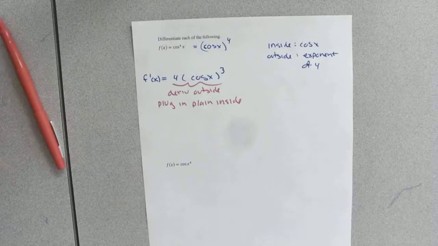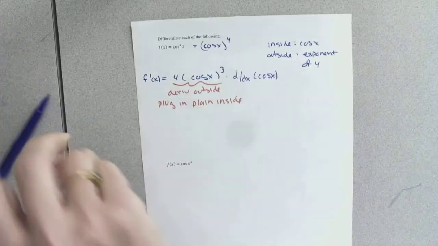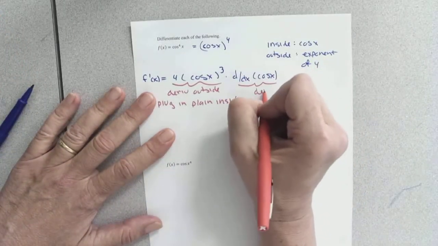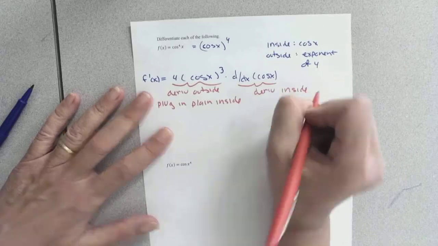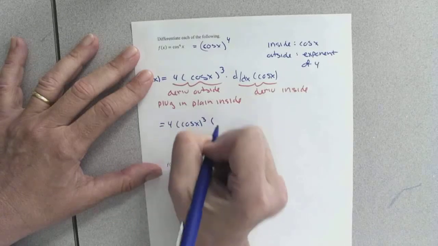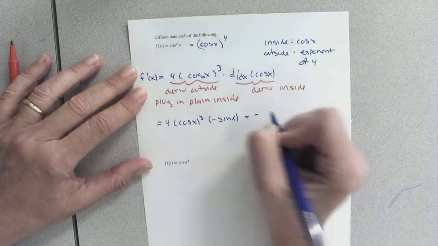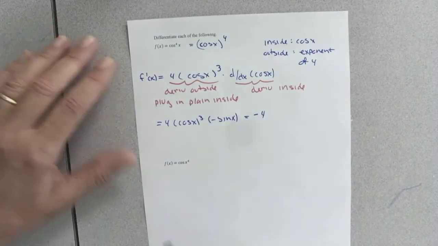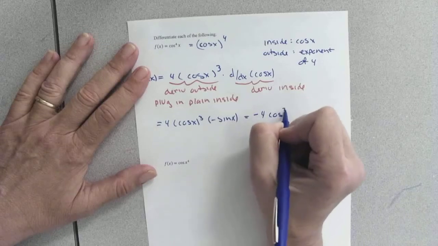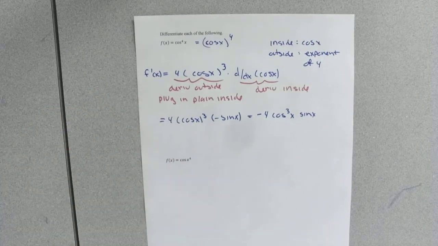Again, the most common mistake we get here is people doing the derivative there. But the time for the derivative of the cosine is on the end, the last part of the chain rule: derivative of the inside. And so I get 4 cosine x cubed, then the derivative of cosine x is minus sine x, and the final answer just looks a little prettier putting the negative up front: negative 4 cosine cubed x sine x.